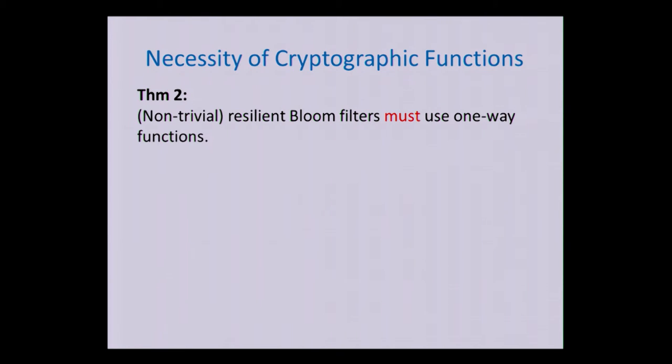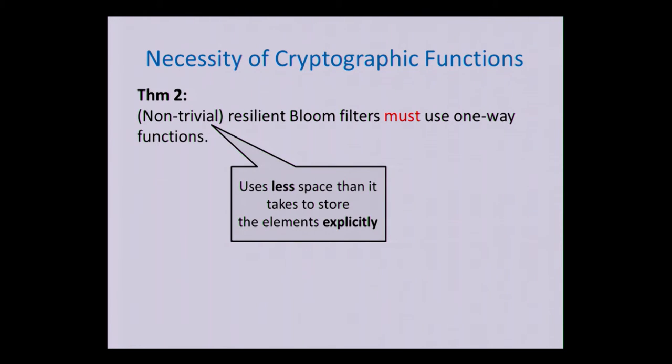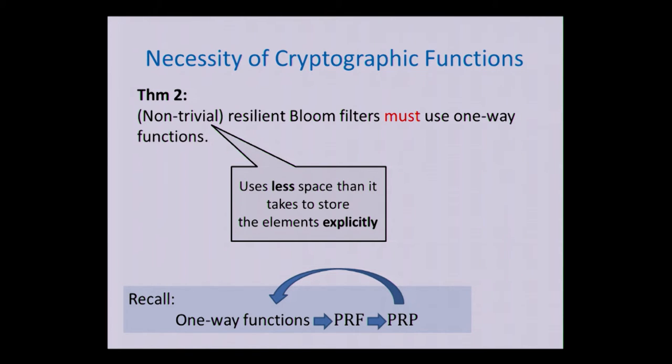So our next theorem shows that any non-trivial adversarial resilient Bloom filter must use one-way functions, which are equivalent to PRPs. And what I mean by non-trivial: one way of constructing an adversarial resilient Bloom filter is by just storing the set S precisely. If you just store the set S precisely, then you have no errors at all, and the adversary really has no advantage. So by non-trivial, I mean any Bloom filter that uses slightly less memory than what you need to hold the set, and some errors occur somewhere. The existence of one-way functions is equivalent to the existence of PRFs and, in turn, PRPs.